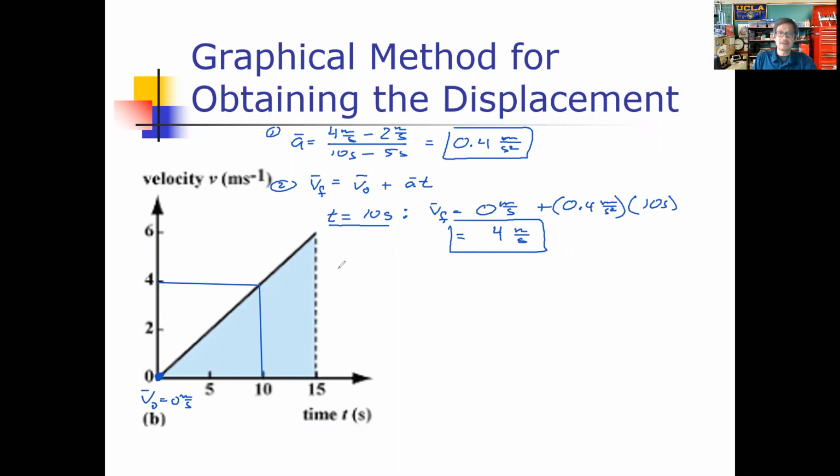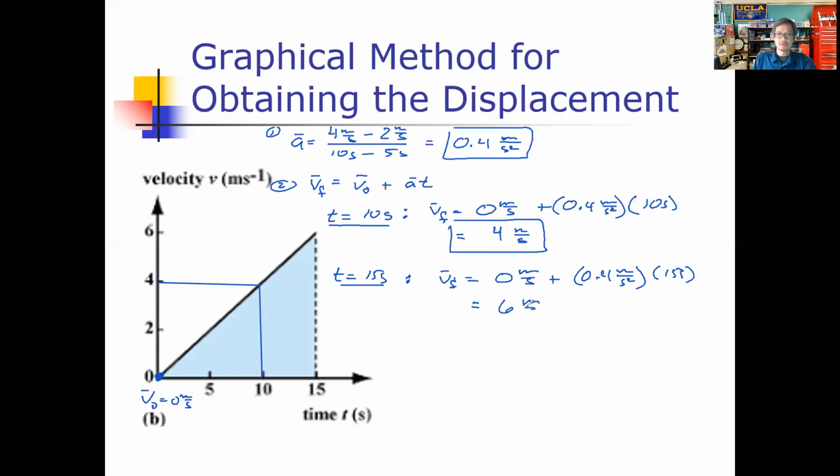Let's say we want to find the velocity at 15 seconds. We want to find the final velocity at 15 seconds. The final velocity is going to be equal to the initial velocity, which again is 0 meters per second, plus the acceleration, which is constant still, 0.4 meters per second squared. This time, though, the time interval is 15 seconds. We plug that in, folks, and I'll let you do that. We end up with an answer of 6 meters per second.